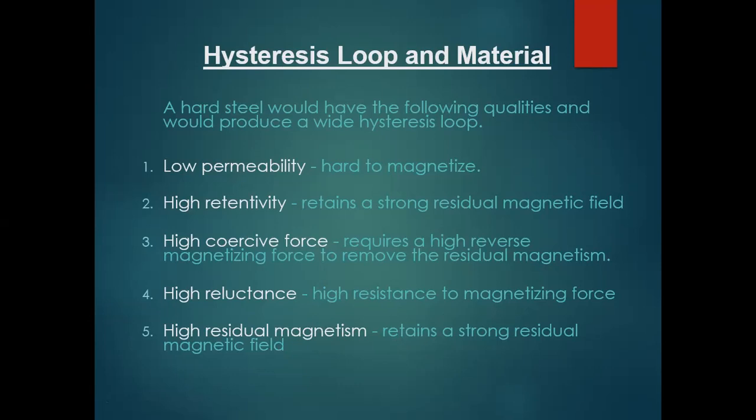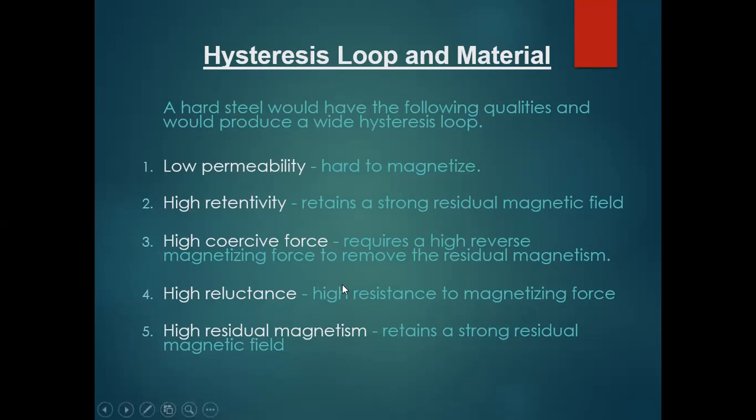Now see carefully. If a material is hard, hard in the sense of being hard to magnetize, that means low permeability. If permeability is low, it will take more time for magnetization, even when the magnetic field is less. And once magnetized, it will retain it for a long time. That's why retentivity is high. If permeability is low, then retentivity is high. High retentivity means it will preserve more residual magnetic field. And if you want to remove that residual magnetic field, then we have to apply more reverse magnetizing force. We can say that is high coercive force.